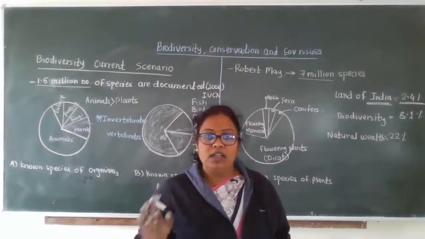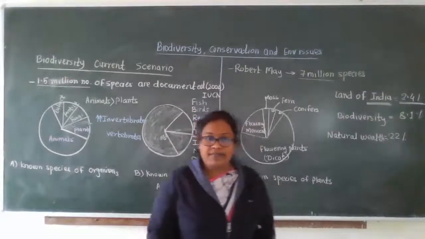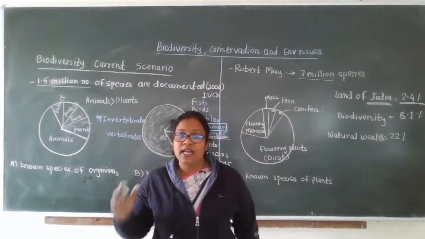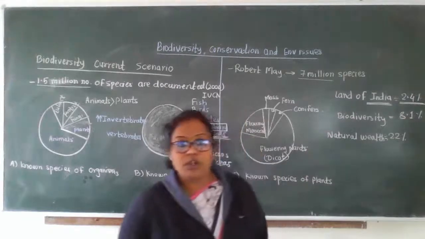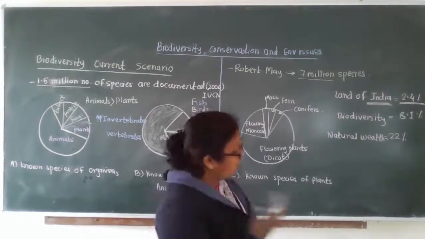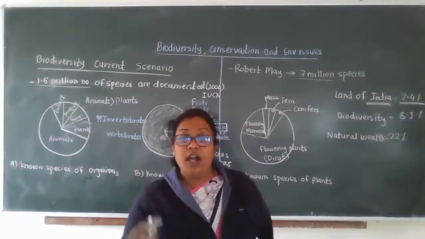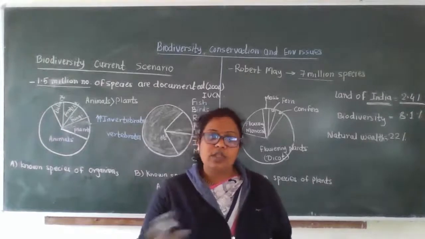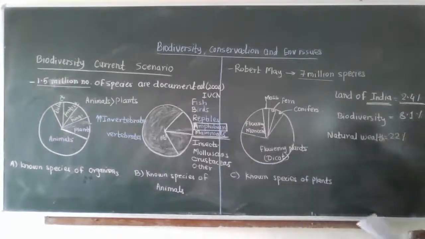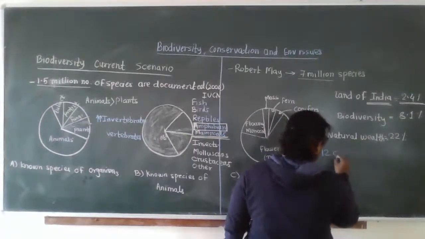The first one, total land available in India, is 2.4%. Then the biodiversity contribution on that land is about 8.1%, and total natural wealth contribution is about 22%. Okay, so this is all related with India, and because of that, all over the world near about 12 countries come under the mega diversity. So there are how many? 12 countries which are showing mega diversity.